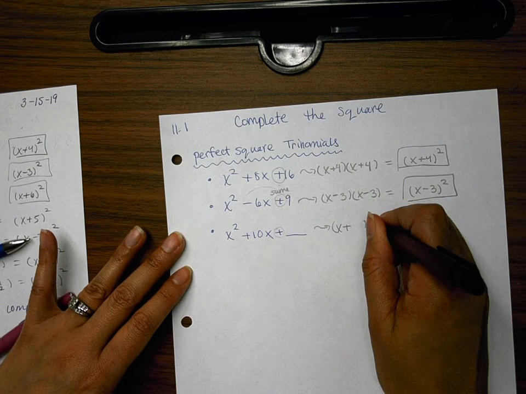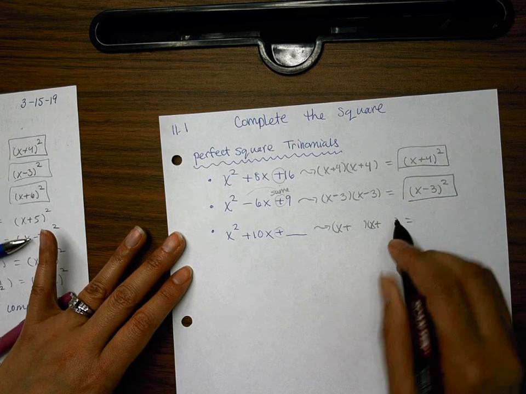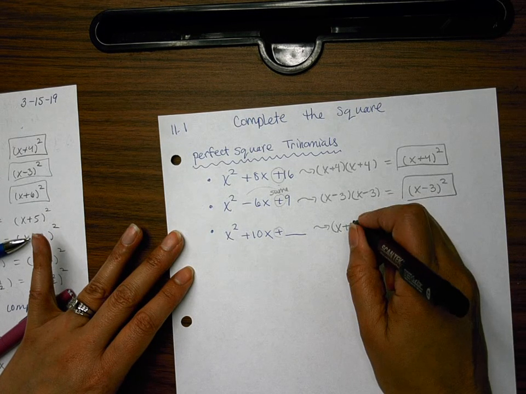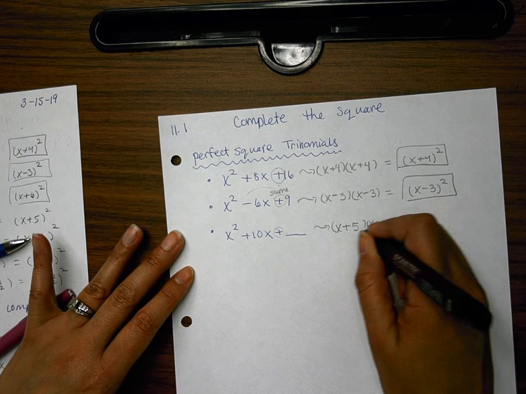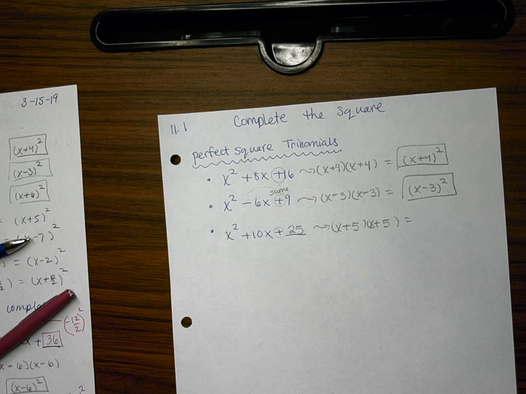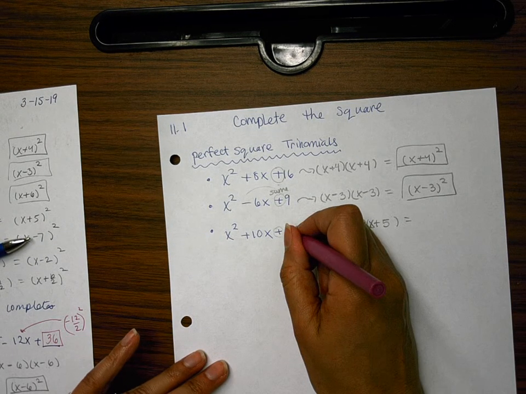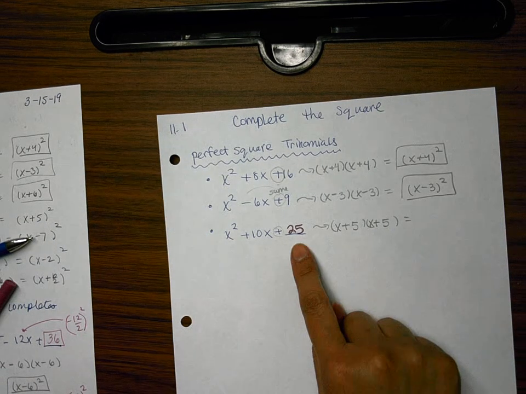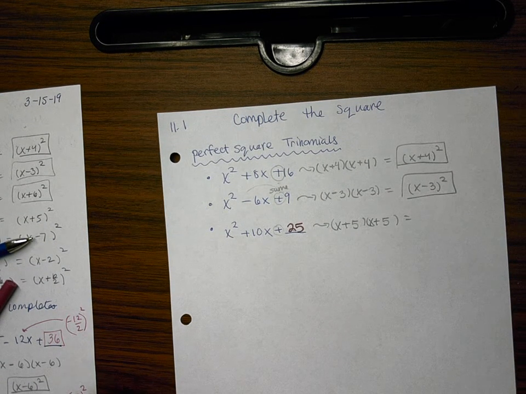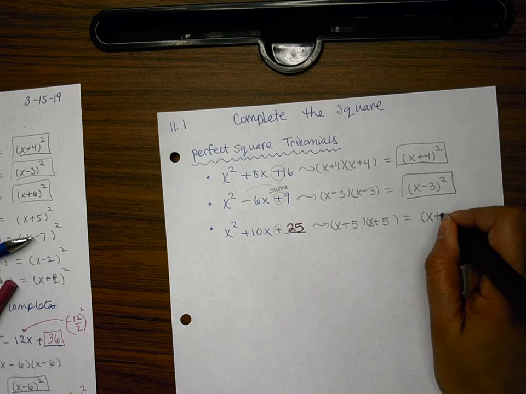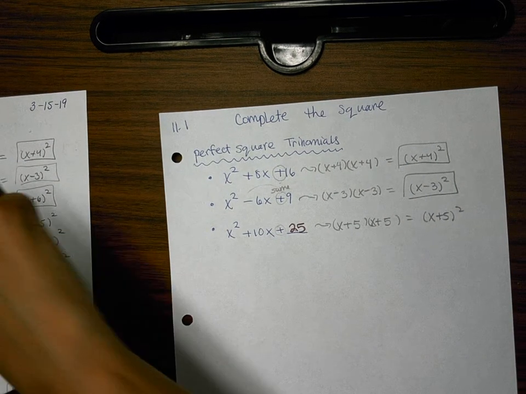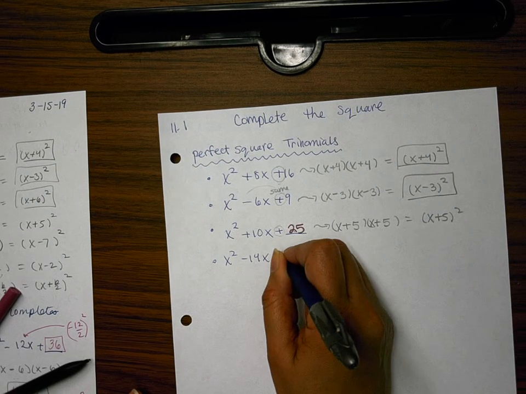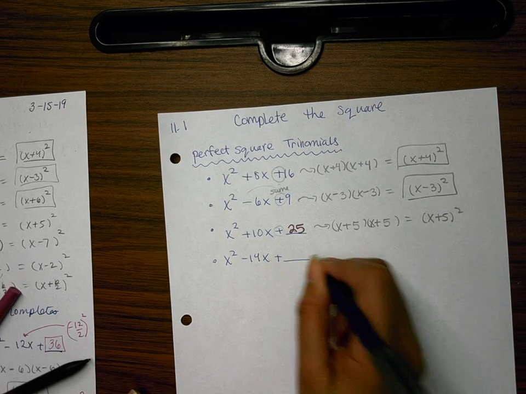Well, we know it's going to be plus plus, and we want these two numbers to add up to be 10. And then we want them to be the same, so they would have to be 5 and 5, and 5 times 5 is 25. So 25 is the number that goes in that blank. How do we know that? Because 5 times 5 is 25, 5 plus 5 is 10, so the quantity of x plus 5 squared. Okay, what about this next one? x squared minus 14x plus blank.